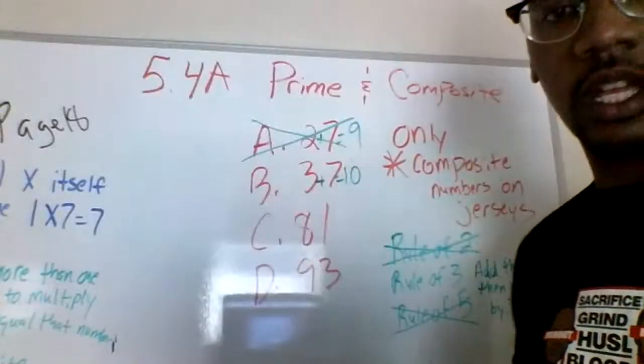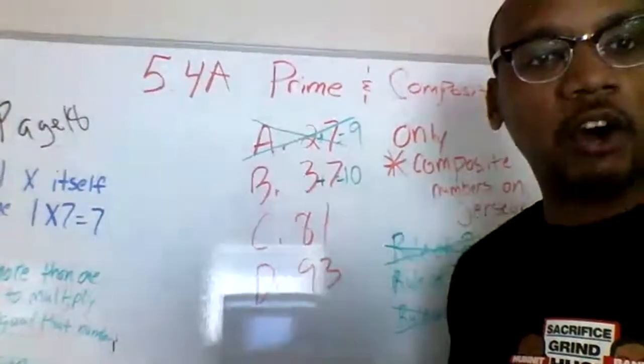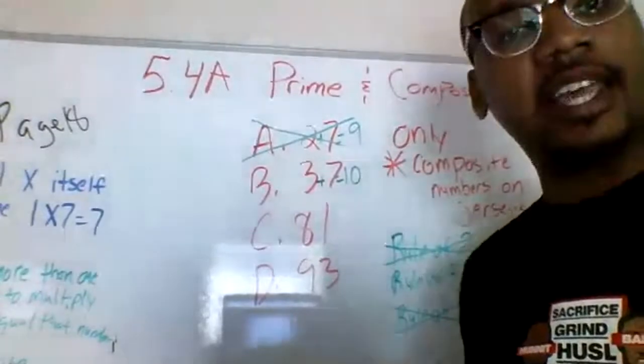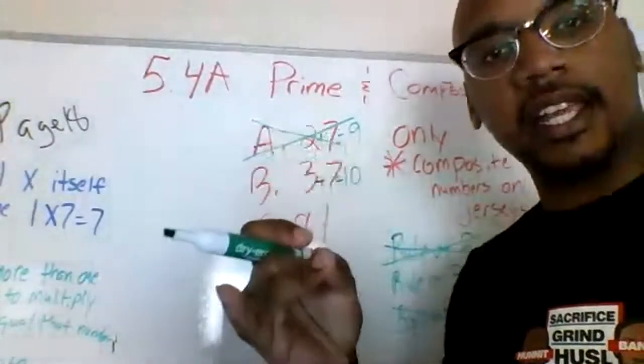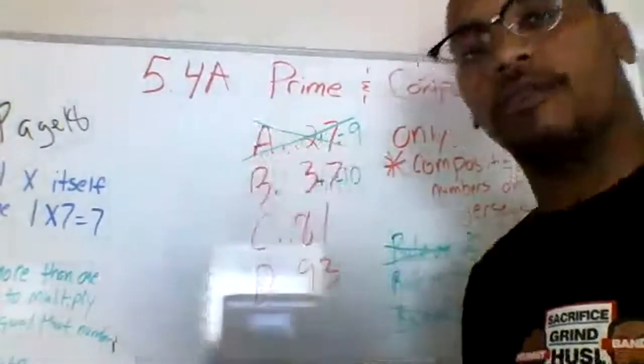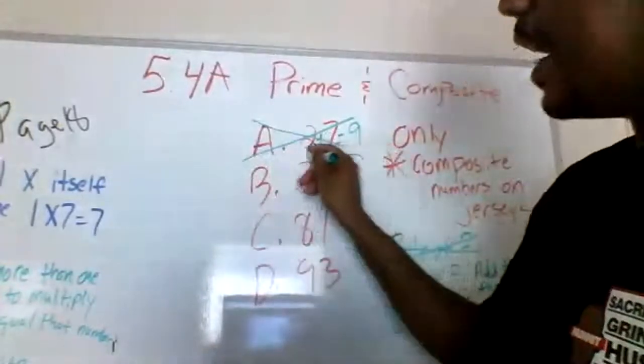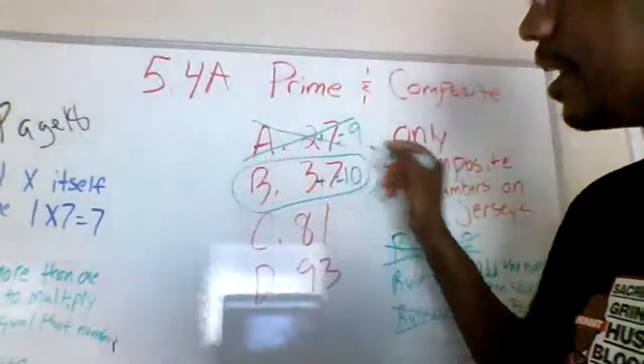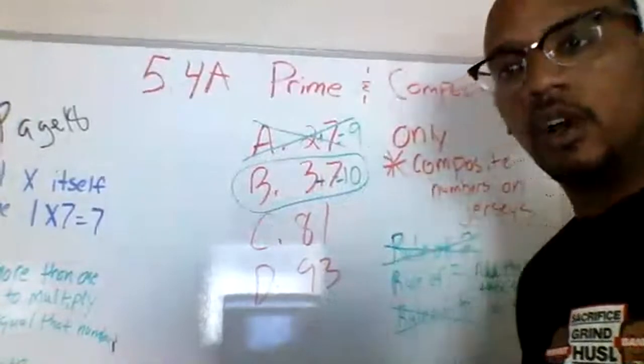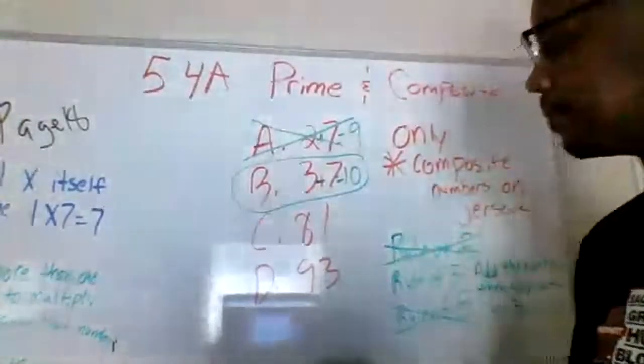Prime. But again, you cannot skip count by 3 to get to 10. 3, 6, 9, 12, not 10. So right now, it looks like B is the answer. All right? But we're going to keep going.